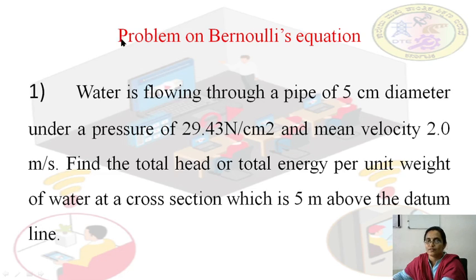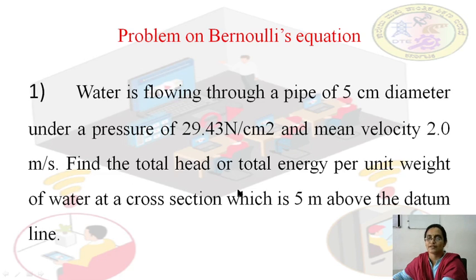So, one problem on Bernoulli's equation. Water is flowing through a pipe of 5 cm diameter under a pressure of 29.43 Newton per centimeter square. The mean velocity is 2 meter per second.